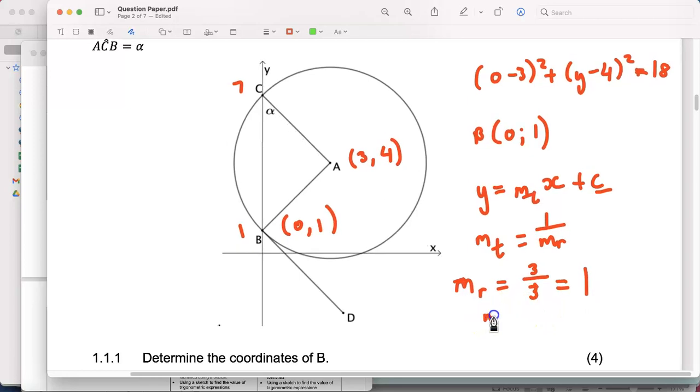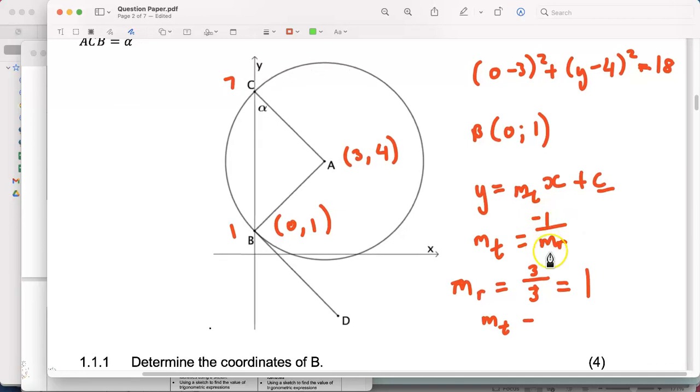Okay, that means that the gradient of the tangent is equal to 1 over 1. Sorry, that must be a negative. Negative 1 over 1, so that is equal to negative 1. If this one is 1, this one must be negative 1.